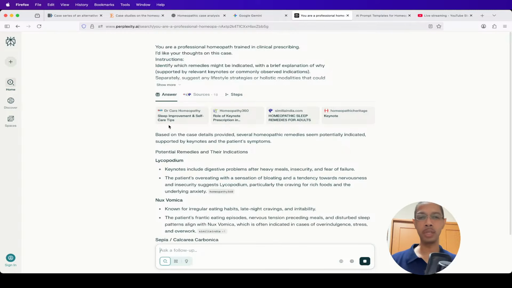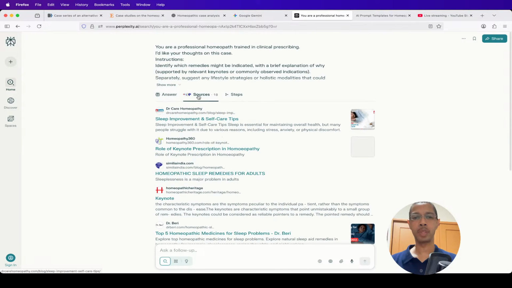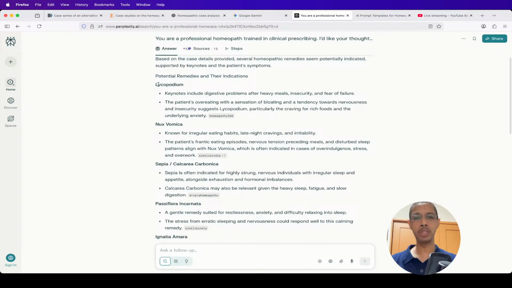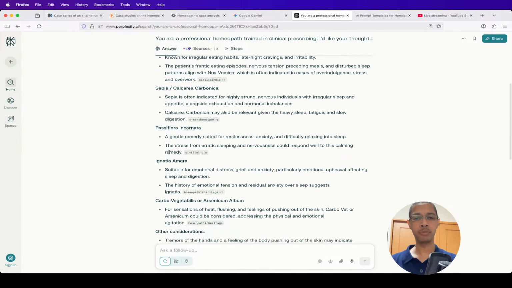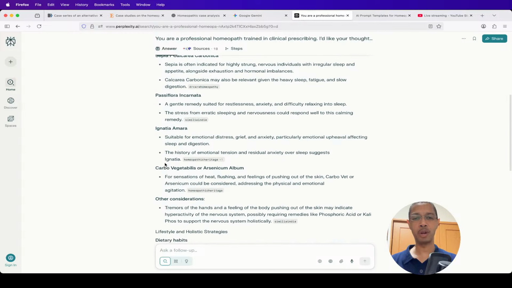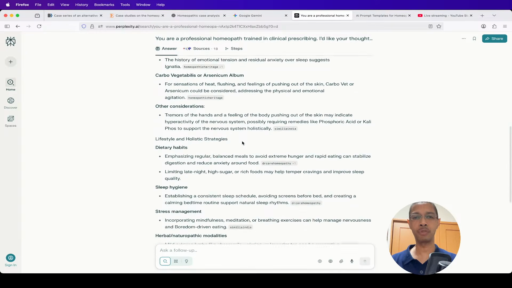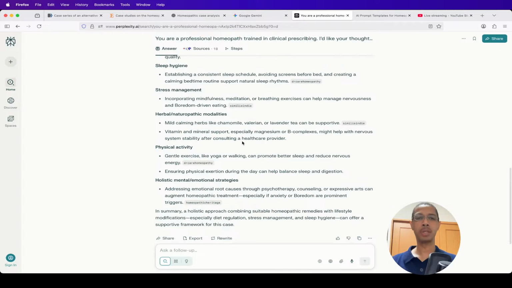So here you can see it's also pulling up information. It's got its own training, but it's pulling up information from different articles. And it's got 10 different sources here that it pulled from. And so the remedies it chose, now this chose Lycopodium, Nux vomica, Sepia, Passiflora, Ignatia, Carbo veg, or Arsenicum. This one didn't have sulfur at all in its choices.